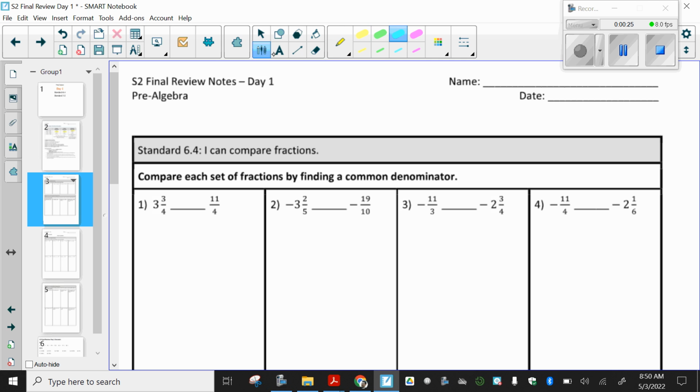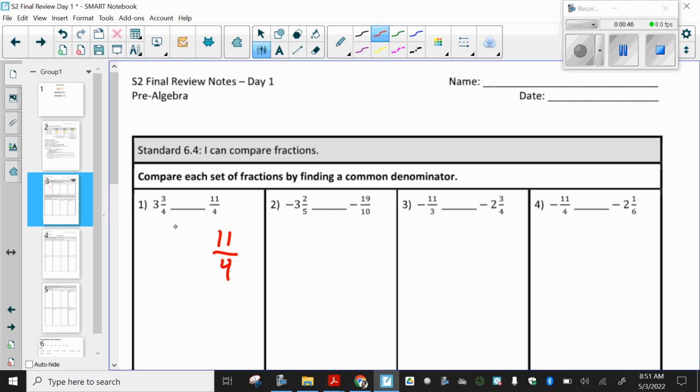Let's start. First off, remember when you're comparing fractions, we can't compare different types of fractions. We have a mixed number and we have an improper fraction. We would prefer the improper fractions. So I'm going to go ahead and start over here. We're going to write 11 over 4 on that side because that's the form we want.